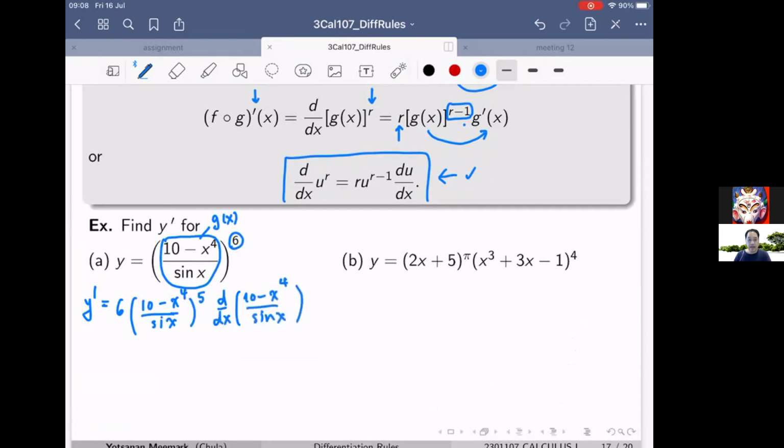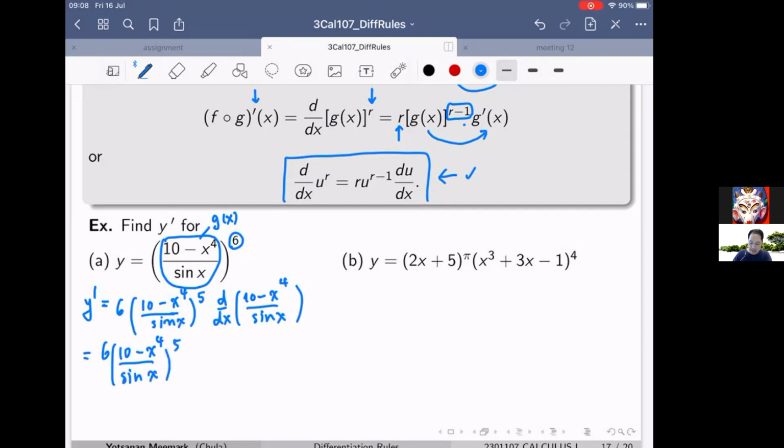And then for the derivative of the inside, this time you need to use the quotient rule. So you've got a 6 and then 10 minus x to the fourth. This one you just copy. Sorry, this is sine. Okay, you just copy it down.